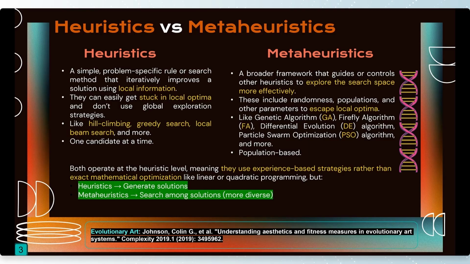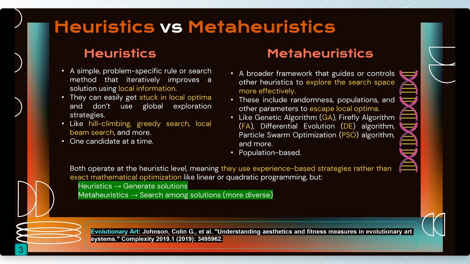So what is the difference between heuristics and meta-heuristics? Heuristics are simple problem-specific rules or search methods that iteratively improve the solution using local information. They can easily get stuck in local optima and don't use global exploration strategies at all, like hill climbing, greedy search, local beam search, and more. Also, they handle one candidate at a time. They might be faster, but not necessarily report the best solution.